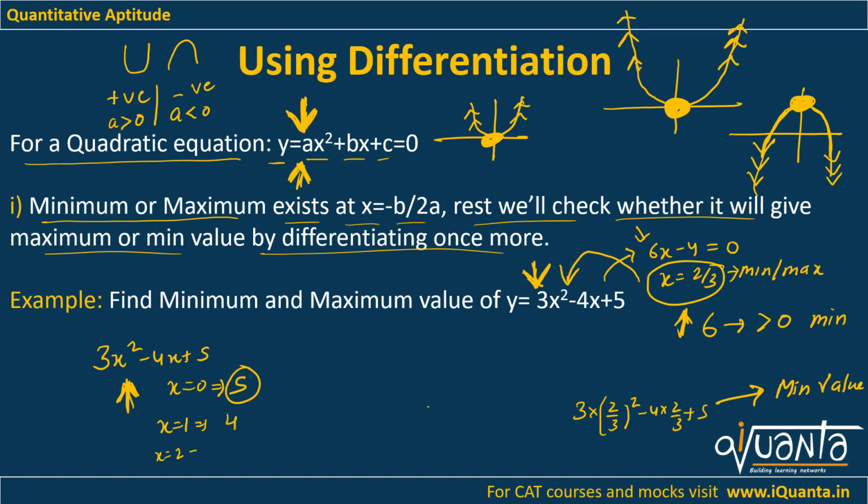If you put x equal to 2, you will get 3 into 2 square, that means 12. 12 minus 8, 4. 4 plus 5, 9. If you put x equal to 3, you will get 27 minus 12, 15. 15 plus 5, 20. If you put x equal to 4, you will get 4 into 4, 16, 48. 48 minus 16, 32. 32 plus 5, 37, right? So we can see that with increasing value of x, the value is also increasing.